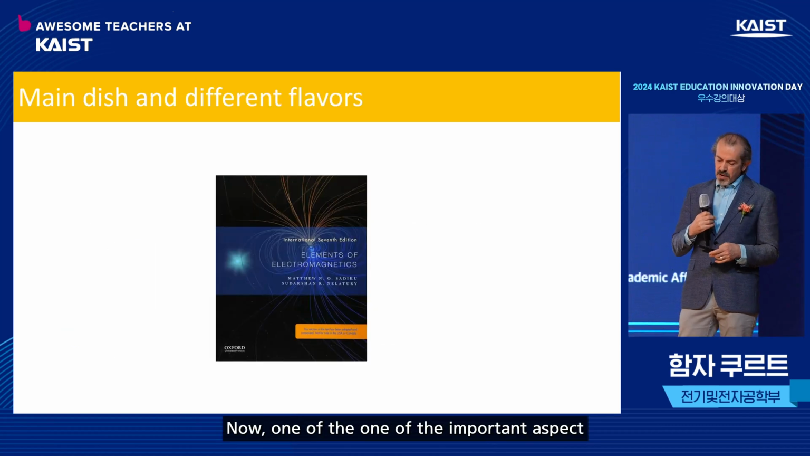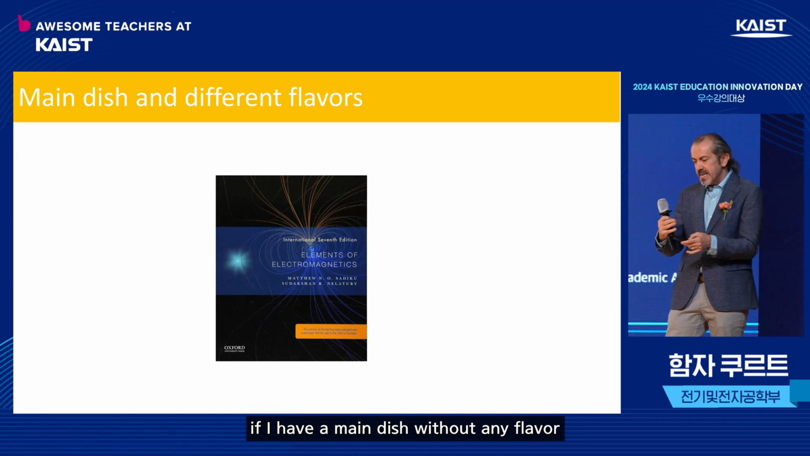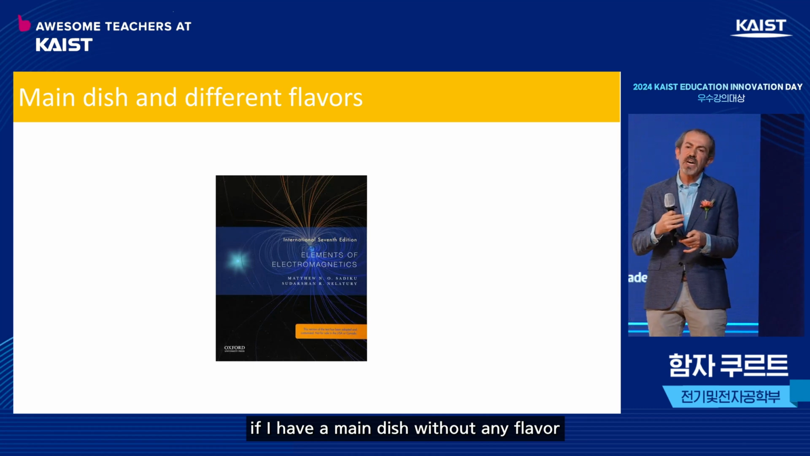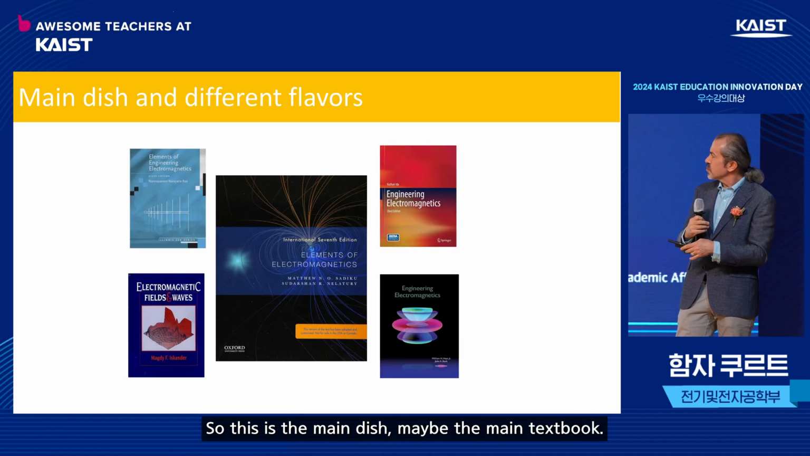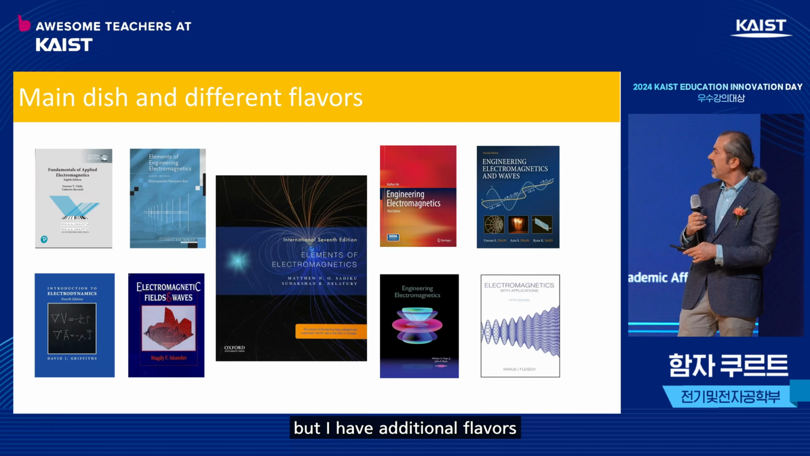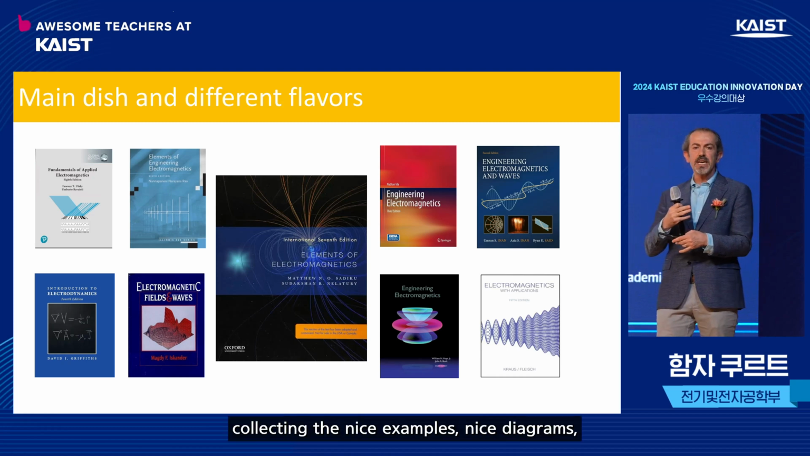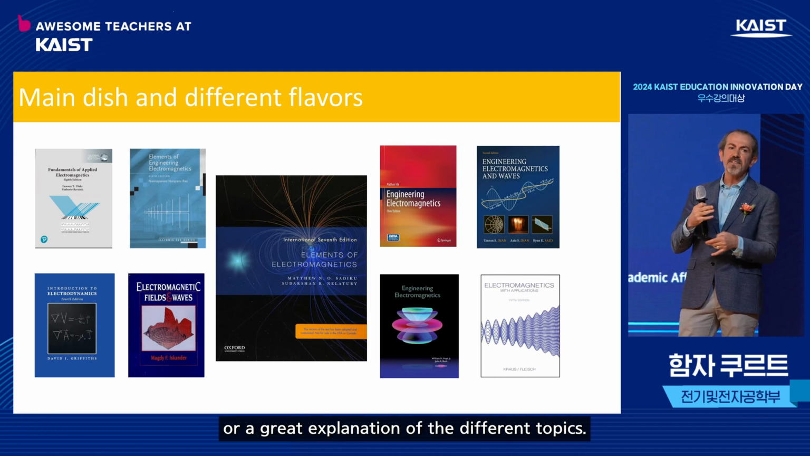One of the important aspects of my teaching style is what I call main dish and different flavors. If I have a main dish without any flavor or taste, it may not be a good meal, right? So this is the main dish, maybe the main textbook. All I do is follow the sequence of the topics from that book, but I have additional flavors, collecting nice examples, nice diagrams, or great explanations of the different topics.